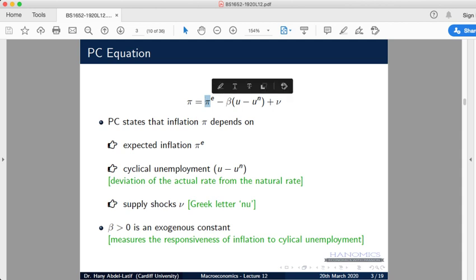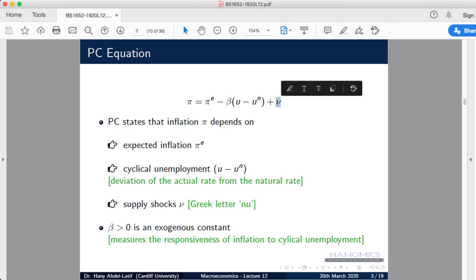And also it depends on cyclical unemployment, as we explained last lecture, which is the gap or the difference between the actual unemployment rate and the natural rate of unemployment, which is denoted as U^N, or U with a superscript N, just to let you know how we refer to the natural rate of unemployment, plus some supply shock.